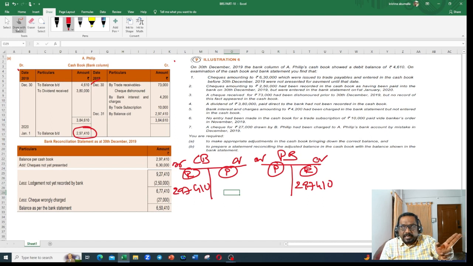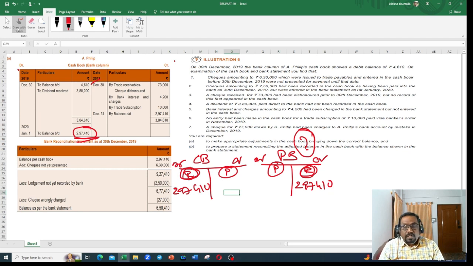One way of looking at the other side: since we recorded it here on the receipt side, in the bank also it needs to be recorded on the receipt side. Now, where do we need to put the question mark? We need to put the question mark on the passbook. Why? Because we have taken the balance as per cash book, and we are going to identify the balance as per passbook.